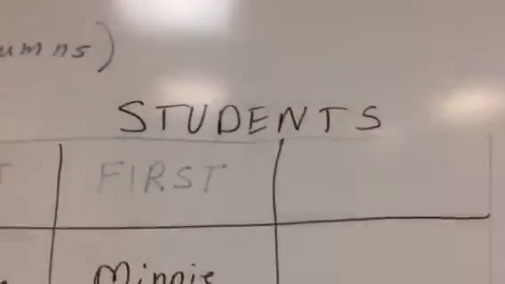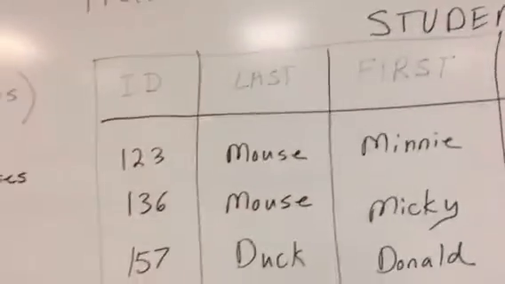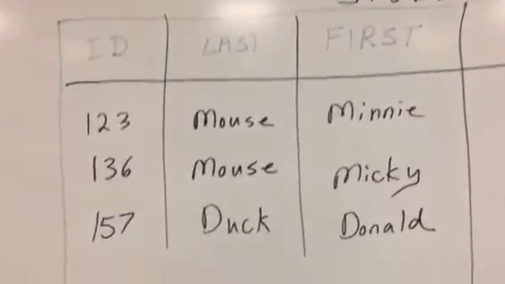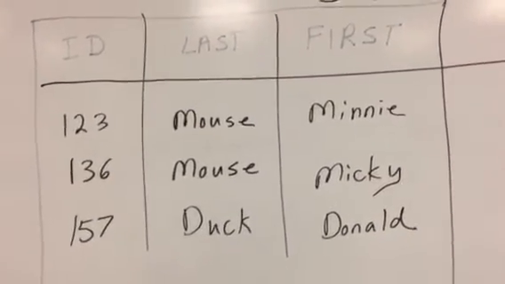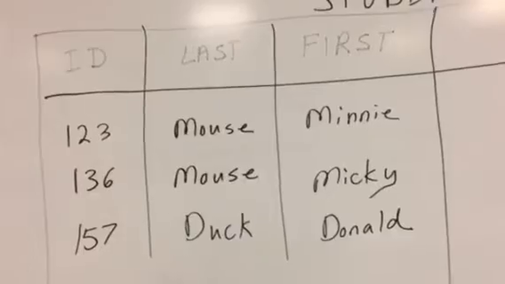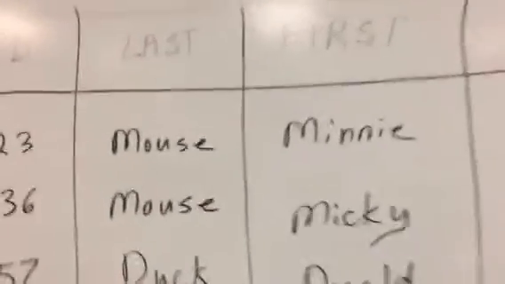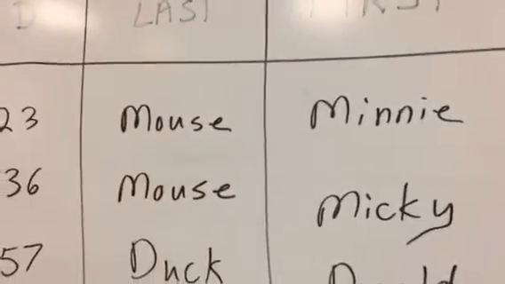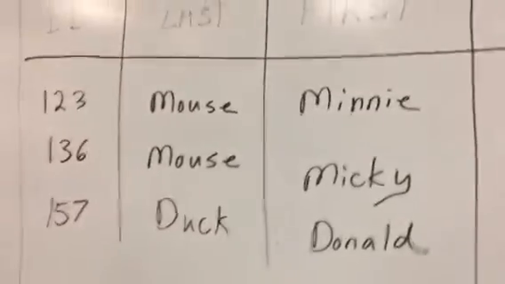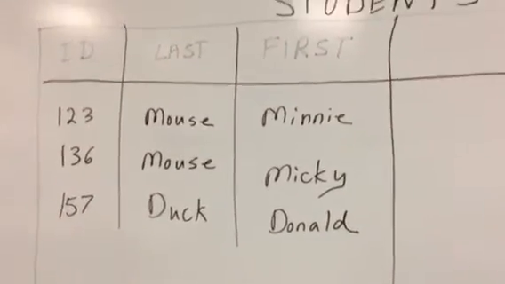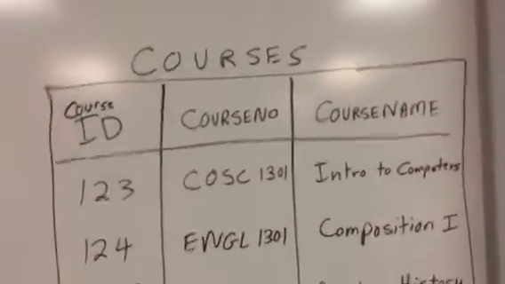In this particular case, it's going to then go pull from the students table. It's going to pull anybody with the last name of Mouse, so it's going to ignore Donald Duck. And since I'm doing this in ascending order, Mickey is actually going to appear first in my list. Minnie will appear second.